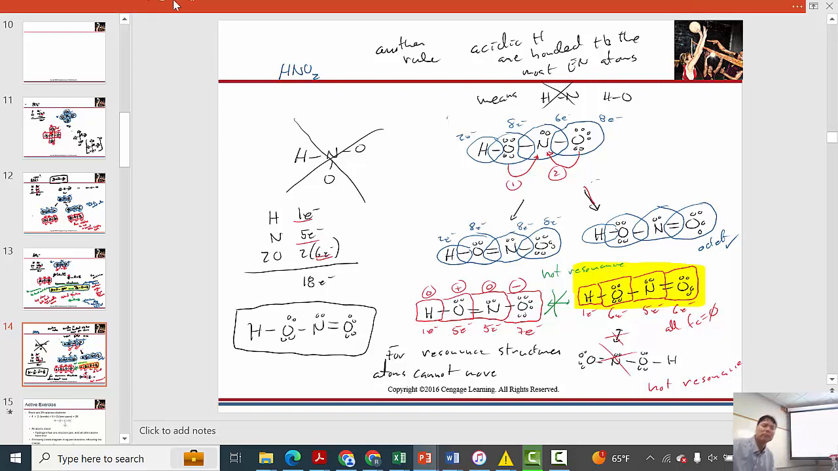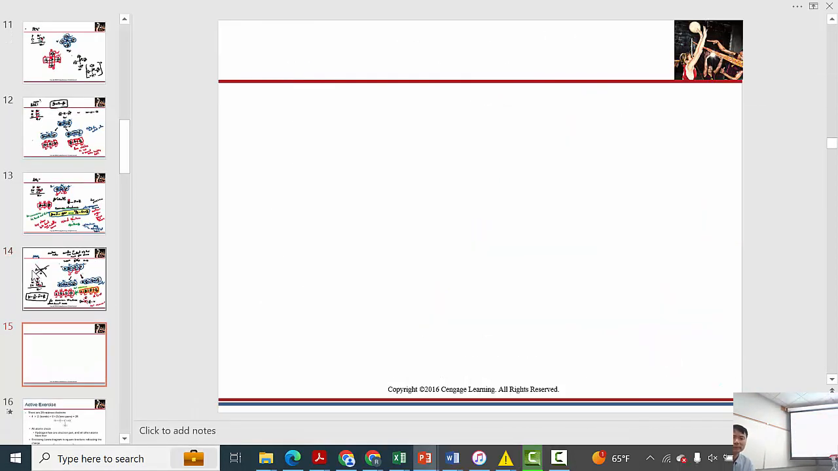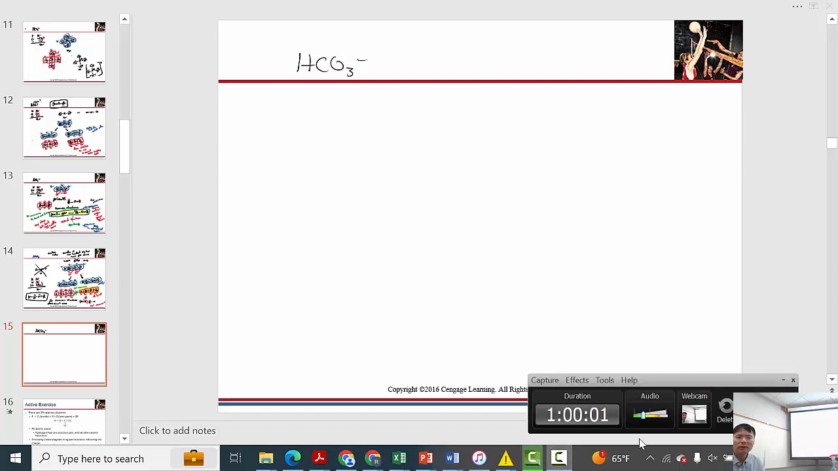Let's do another one that's comparable to this. Why don't you try this one for me? We're going to try HCO3 minus. So give that one a go. And what I want you to do is figure out the Lewis structure and then any resonance form. Sometimes there's no resonance forms. Sometimes there's resonance forms. So take a look at this and then see.